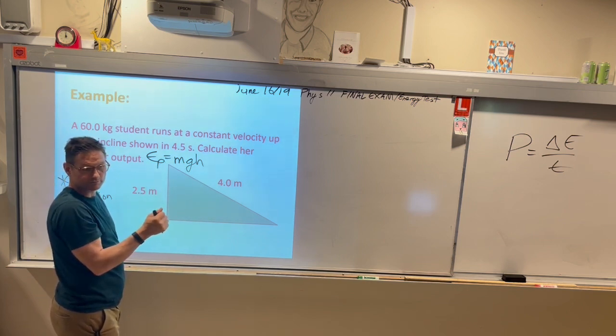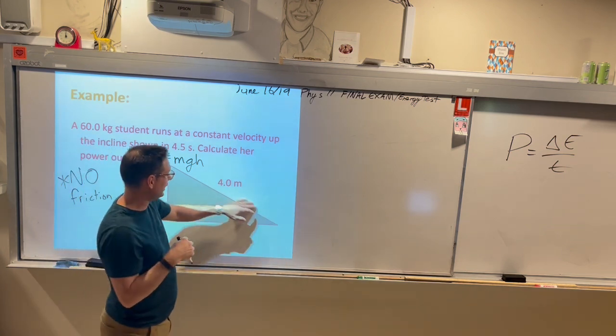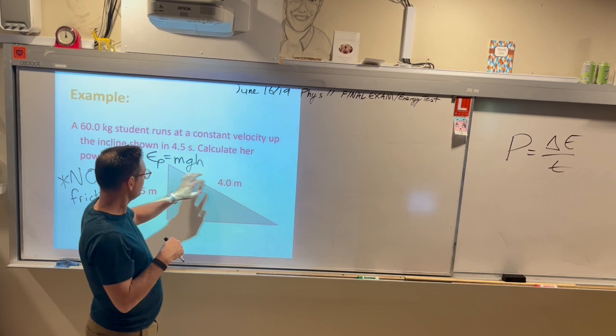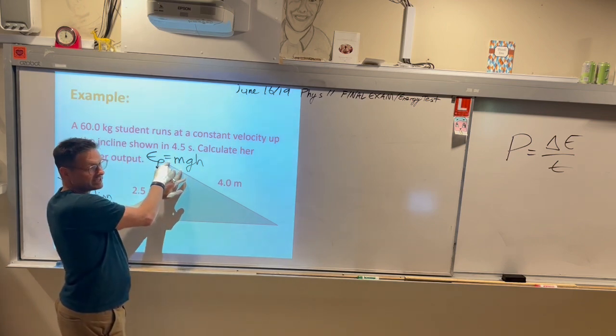So if there was friction, how would you solve this problem? Well, then I would have to give you the force applied. You do the force applied times 4. That would be the total work. And then you'd have to subtract this to get the heat given off.